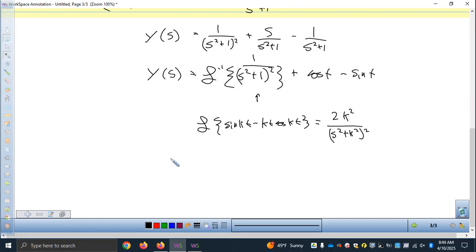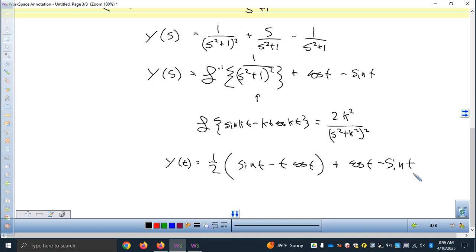So we get y of t equals 1/2, because I don't have the 2 here, so I'm doing 1/2 of that: 1/2 of sine t minus t cosine t, plus cosine t minus sine t. And this t cosine t, that's how we get this s squared plus 1 in the denominator. We're taking a derivative. This tells us we're taking a derivative. And we've solved that differential equation.